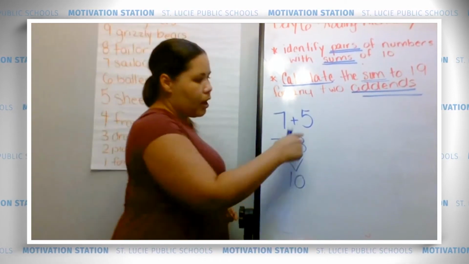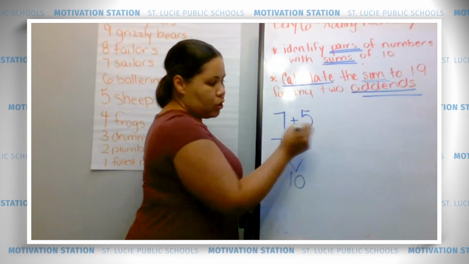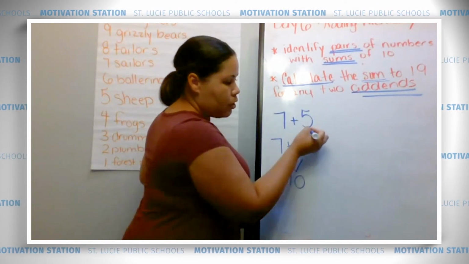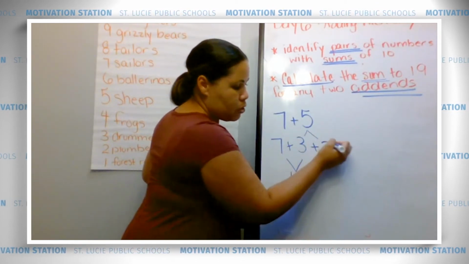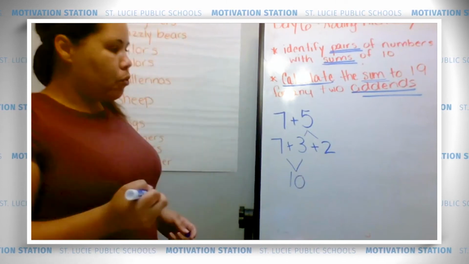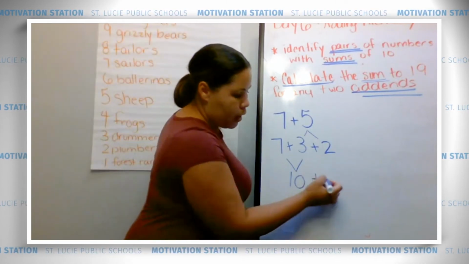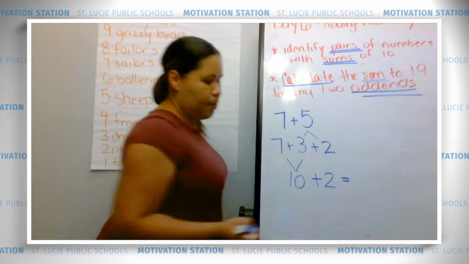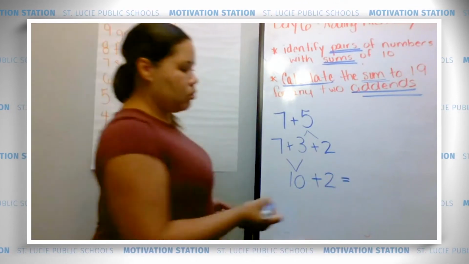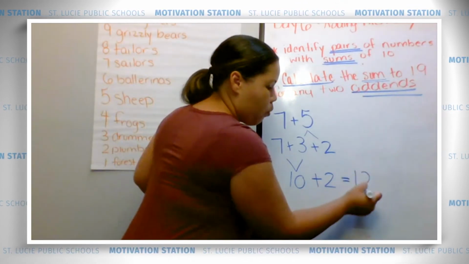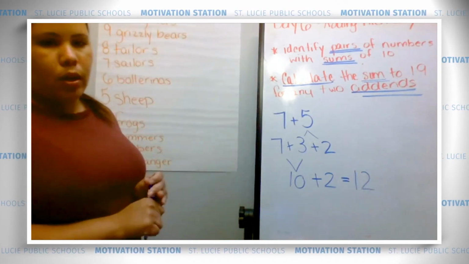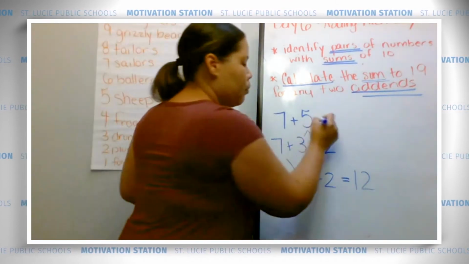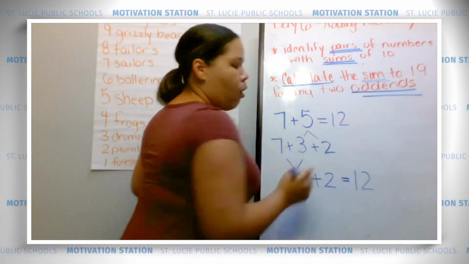Okay. And since I took 3 from the 5, I know that there are 2 more left, or 2 in my spillover. So now we're going to add that 2 to the 10, and 10 plus 2 makes 12. Okay, and therefore 7 plus 5 makes 12.